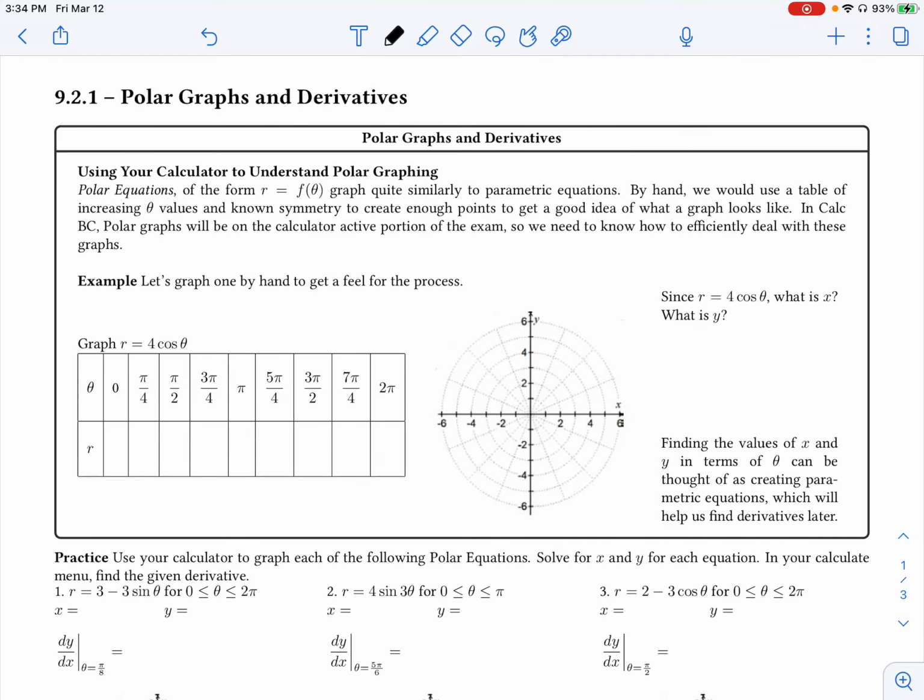And so, although in BC, most of the time we're going to be using calculators to graph polar functions, it is a good idea for us to at least take a moment and make sure we understand how polar functions are graphed. And so we're going to do one by hand real quick. We're not going to spend a ton of time on this, but just make sure that we understand how these work.